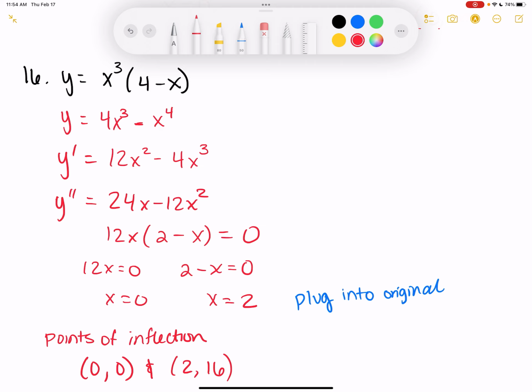All right, which one of these do I want to do first? Let's go ahead and do 28, and then I'll come back to that.